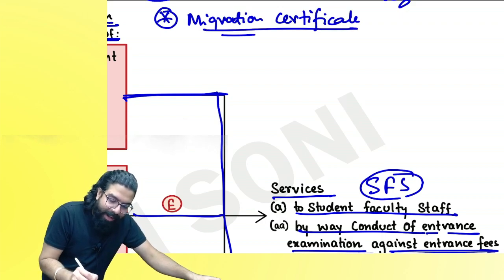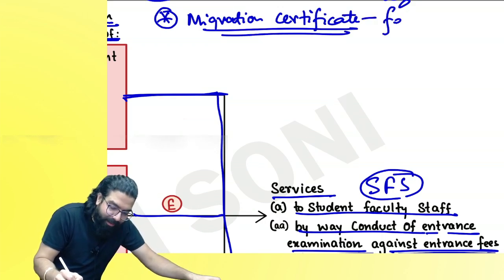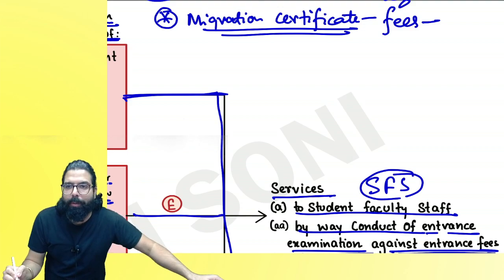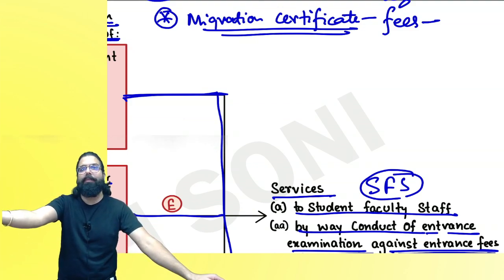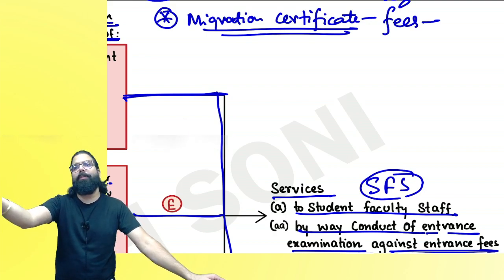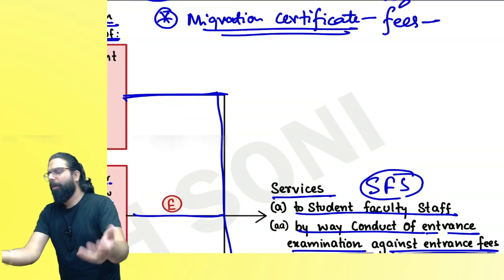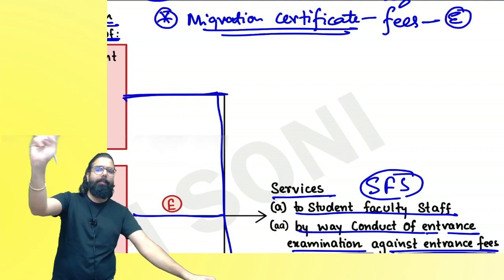Now my question is, is it taxable or exempt? They will charge you fees for the migration certificate, 100 rupees, 200 rupees, whatever it is. Will they charge you GST? Arey, it's a service to students, faculty and staff. An educational institution giving its services to students, faculty and staff is what? Exempt. Exempt.